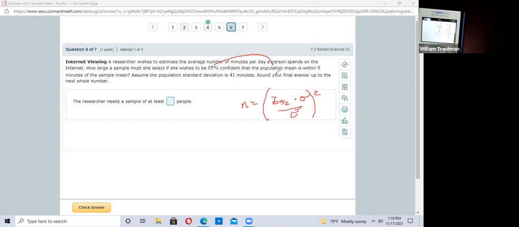95%, we have to find that. Standard deviation is 41. And the margin of error, population mean, is within 9 minutes. So the margin of error is 9. So we need to find the z alpha over 2 for 95%. Can somebody look that up and tell me what it is?